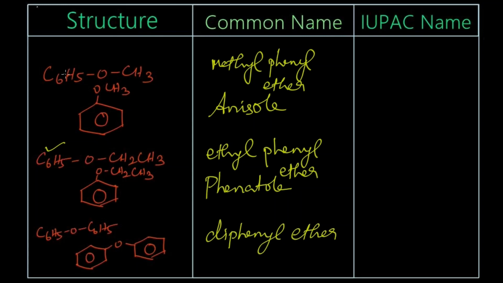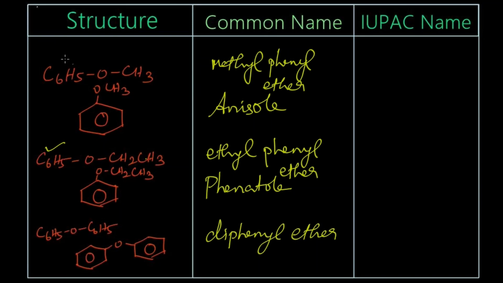This is methyl phenyl ether, or else anisole. This is ethyl, this is phenyl, so ethyl phenyl ether, and here two phenyl groups are attached to the ether functional group, so this is called diphenyl ether. Let's give the IUPAC name for this compound.